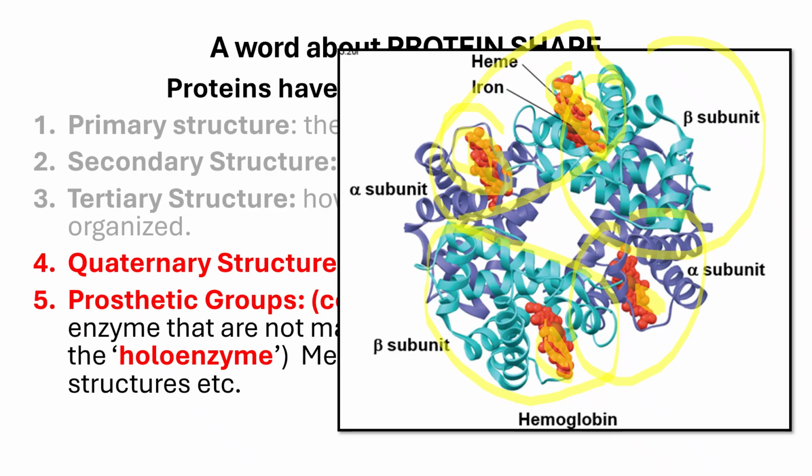So hemoglobin happens to be an example of an enzyme that has a quaternary structure. It has 4 subunits, and each one of those subunits has a prosthetic group inside it, a heme group, which is a chemical compound, and then at the center of the heme group you have an iron ion.